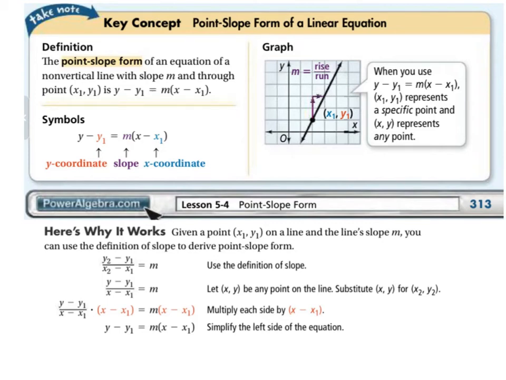Alright, so here's our read and got it's for 5-4. Talking about point slope form of a line, so another form of a line. As I mentioned in vocab, there's very specific rules for this. So first off, again, just reviewing that whole definition before we start doing anything.